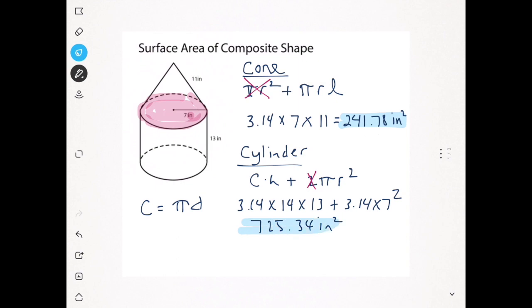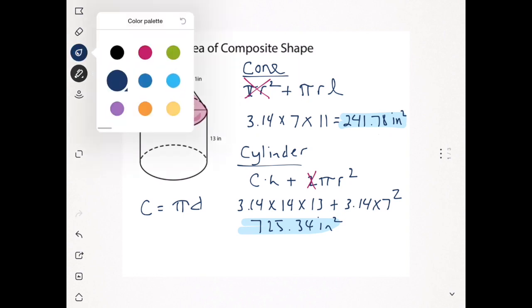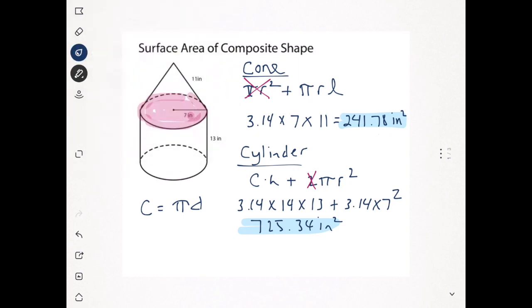And if we want to know the entire surface area of the whole composite shape, we simply add those two surface areas together. So the total surface area of the composite shape is 967.12 inches squared.